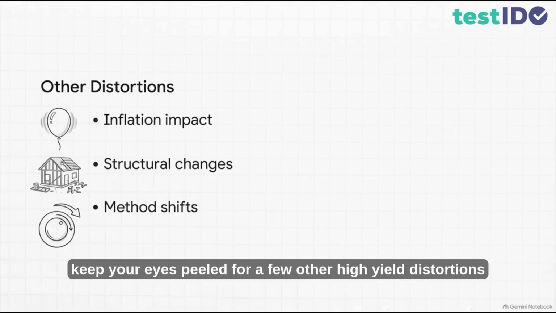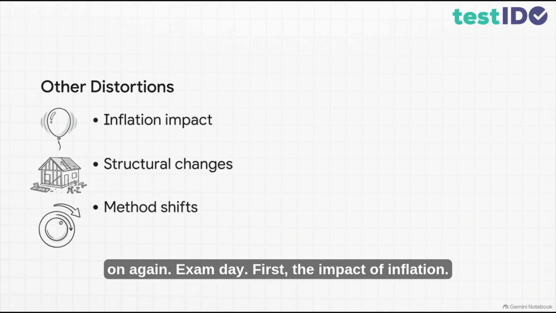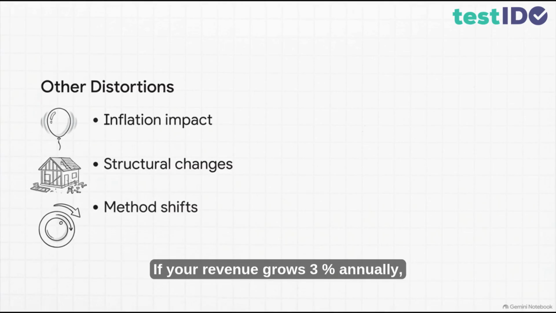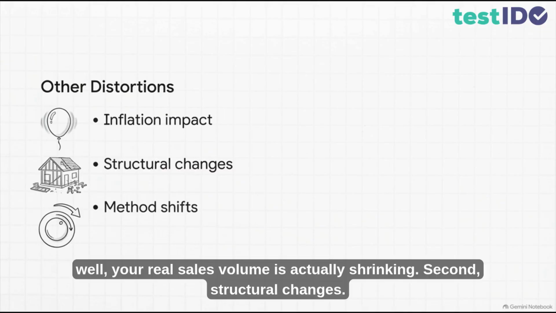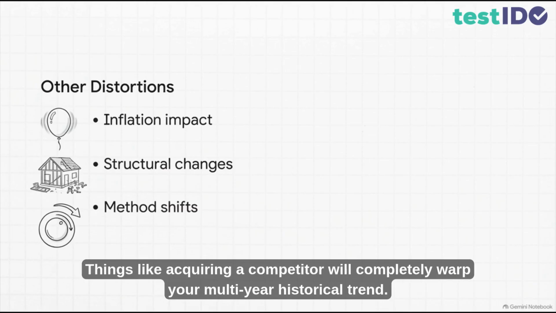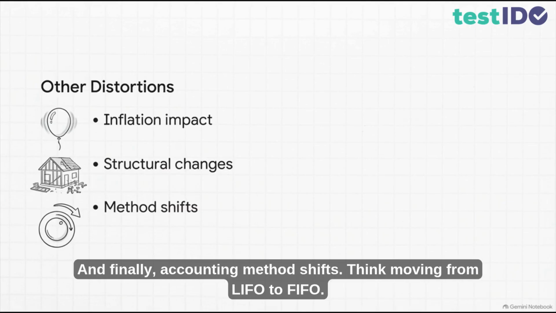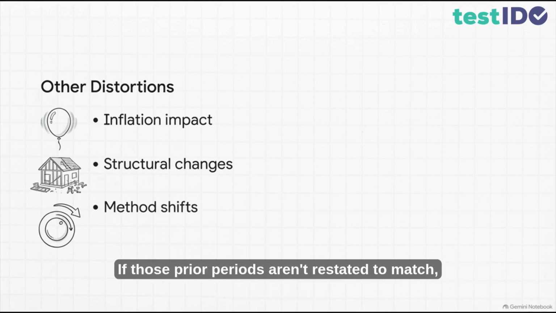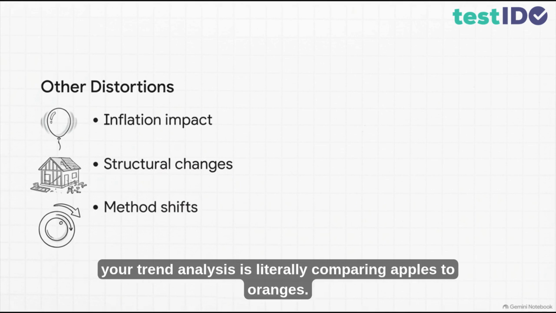Aside from small bases, keep your eyes peeled for a few other high-yield distortions on exam day. First, the impact of inflation. If your revenue grows 3% annually, but inflation is sitting at 5%, well, your real sales volume is actually shrinking. Second, structural changes. Things like acquiring a competitor will completely warp your multi-year historical trend. And finally, accounting method shifts. Think moving from LIFO to FIFO. If those prior periods aren't restated to match, your trend analysis is literally comparing apples to oranges.